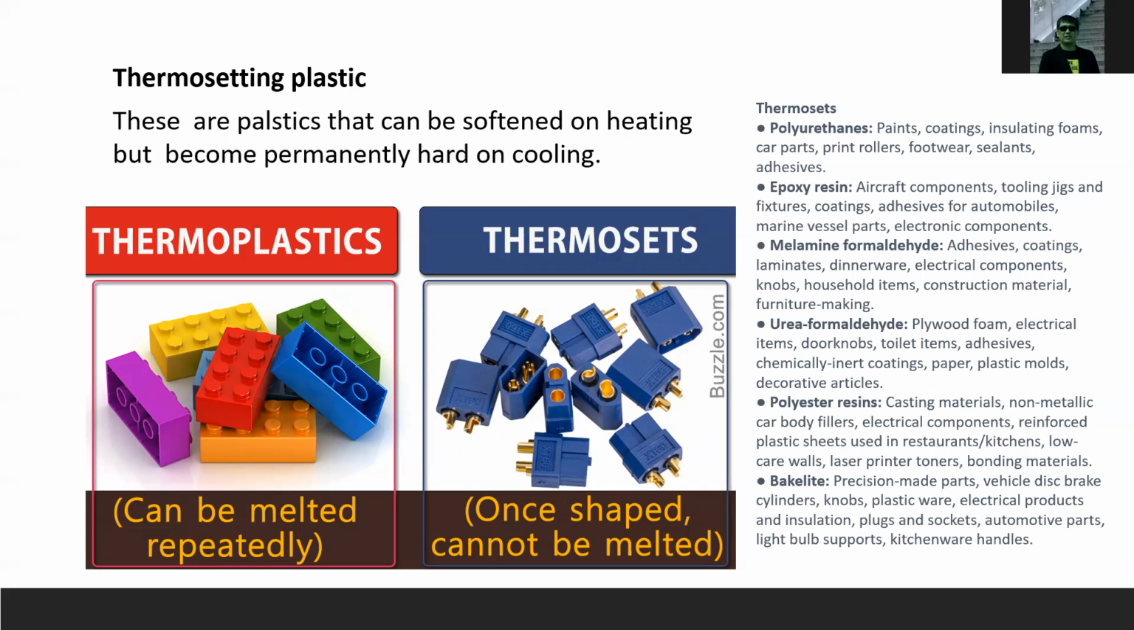Epoxy resins and melamine formaldehyde are used like adhesives and laminates. Urea formaldehyde is used like plywood, foam, electrical items, doorknobs, toilet items, and adhesives. Polyester resin is a casting material. And Bakelite is used for precision-made parts for vehicle disc brakes, cylinders, knobs, plastic wares, electric products, insulation, plugs and sockets, automotive parts, light bulb supports, and kitchen hardwares. So these are the different thermosets, or the thermosetting plastics.